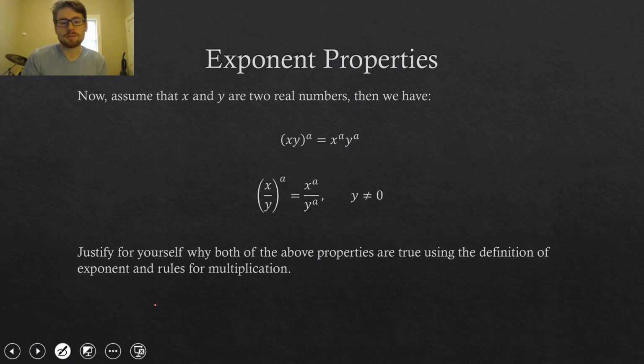So I want you to justify for yourself why both of the above properties are true, using the definition of what an exponent means, and some rules for multiplication, namely the associative property and the commutative property.